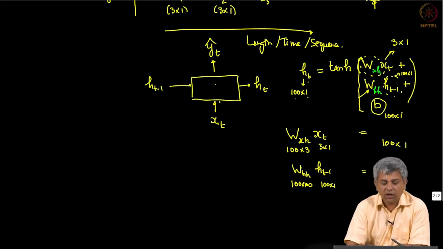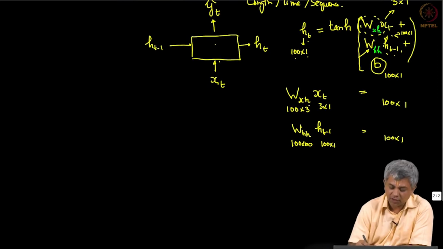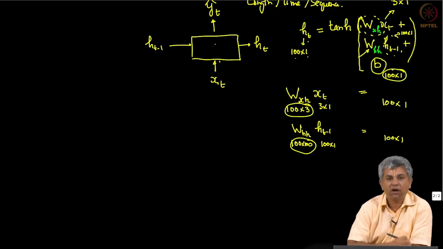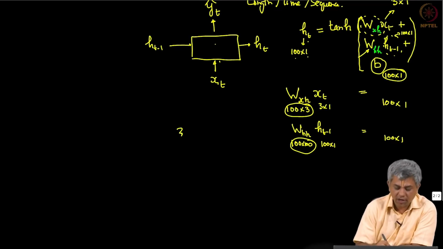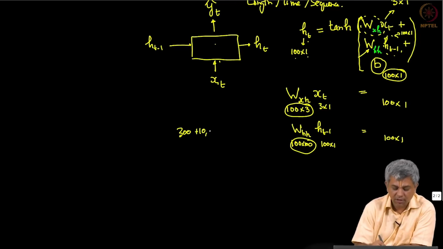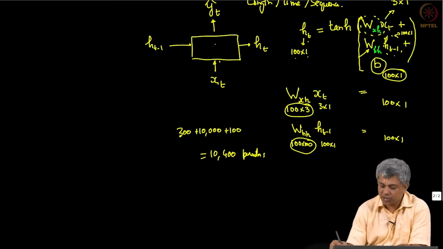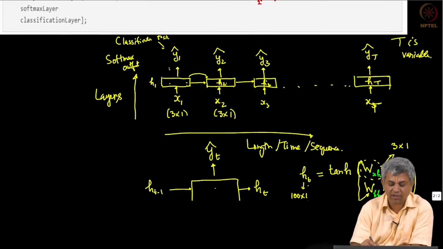Now, given all this, how many parameters do we have? You have 300 parameters here, 10,000 parameters here, and another 100 parameters here. So, you have 300 plus 10,000 plus 100, which is 10,400 parameters for this problem. Now, you may question that you have 10,400 parameters, but then what happens at the next time step?